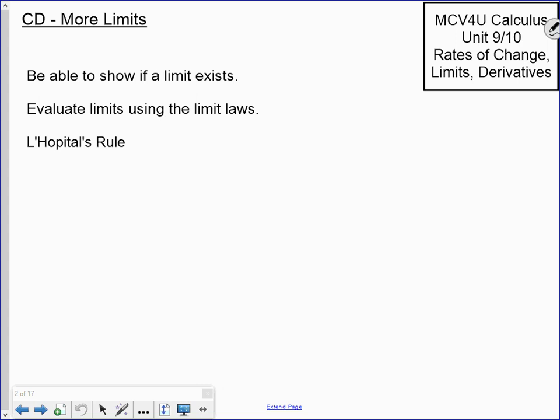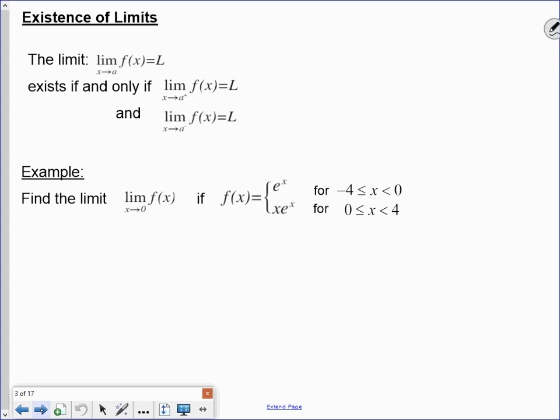All right, so in this lesson, we're going to take a look at some extra stuff on limits, and specifically, we're going to look at these three things. We want to be able to show if a limit exists, and we want to do this a little bit more formally than what we've been doing up until now. We want to be able to evaluate limits using what are known as the limit laws. So we'll take a look at those, and we'll introduce something called L'Hopital's rule, which is another strategy for evaluating limits that we haven't talked about yet.